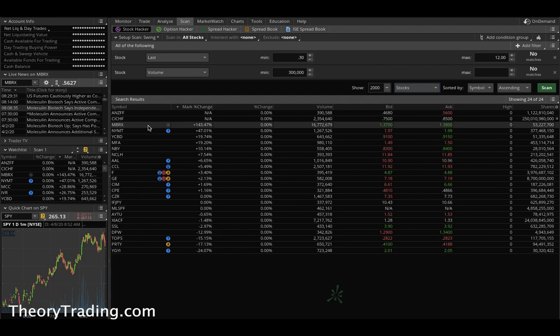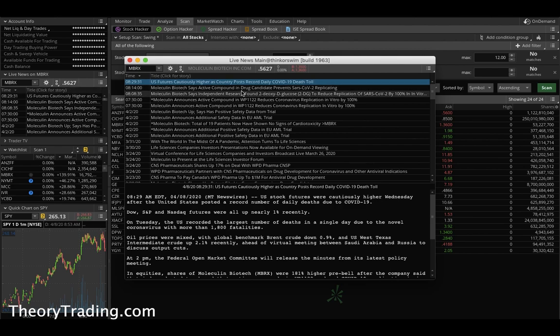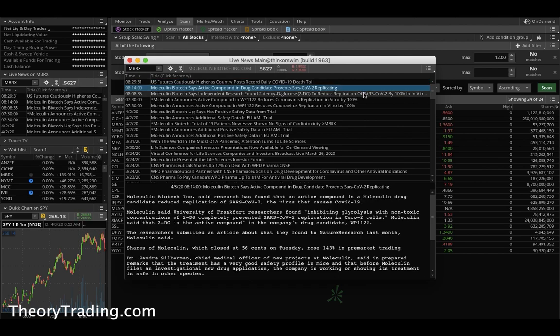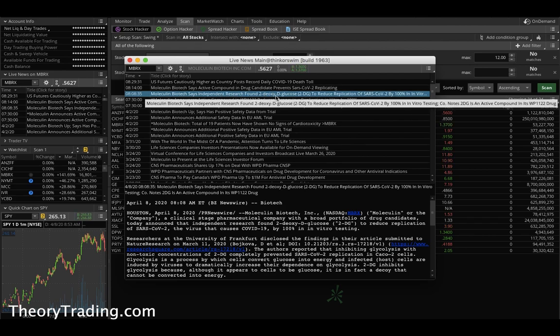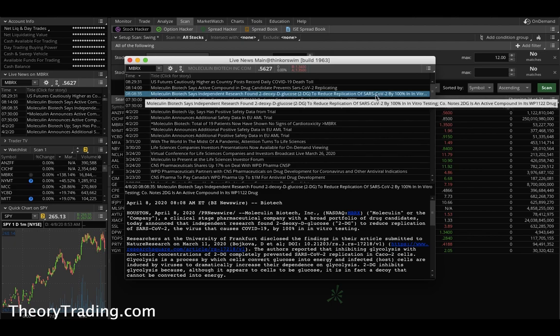So just looking at this here, I see MBRX moving 143% pre-market. It's very high. Let's take a look at the news over here. So you can just check the news tab over here in Thinkorswim, type in MBRX, and what I see here right off the bat, very positive news. Molecular and Biotech says independent research found 2-deoxy-D-glucose to reduce replication of SARS-CoV-2 by 100% in vitro testing. So obviously very good news. Any stock these days that's even mentioning COVID-19 has been running very hot in the morning. So this is definitely a stock that I will be trading today.